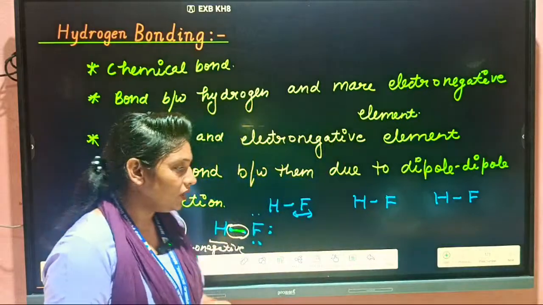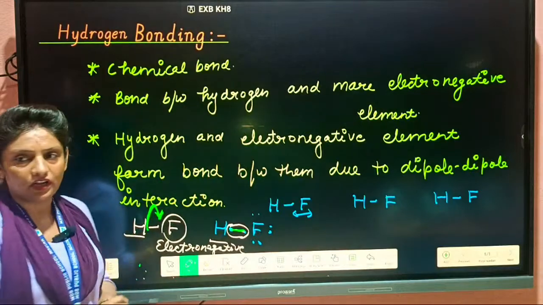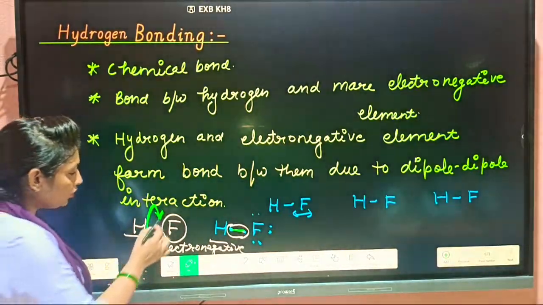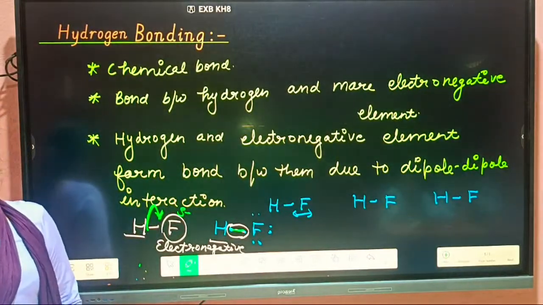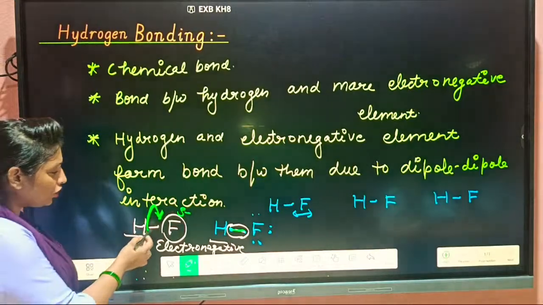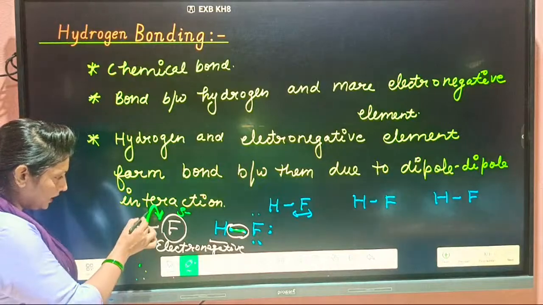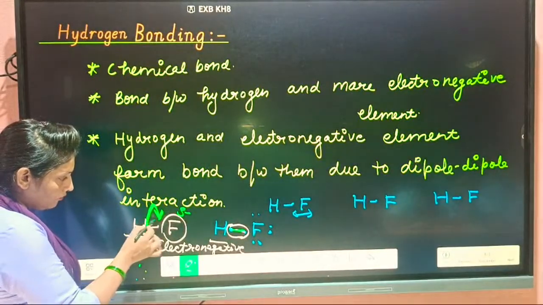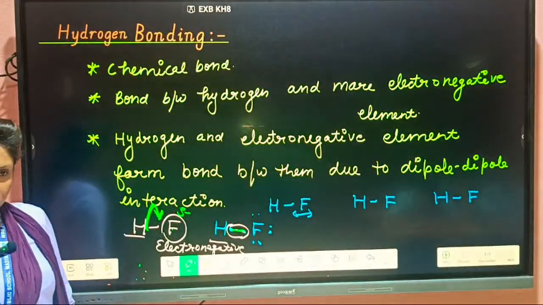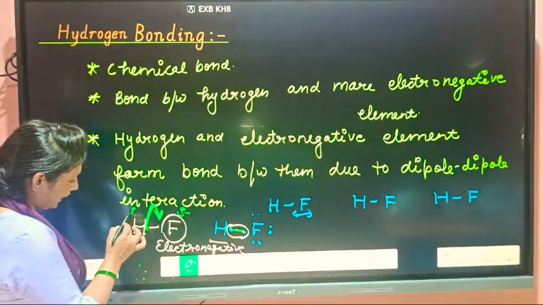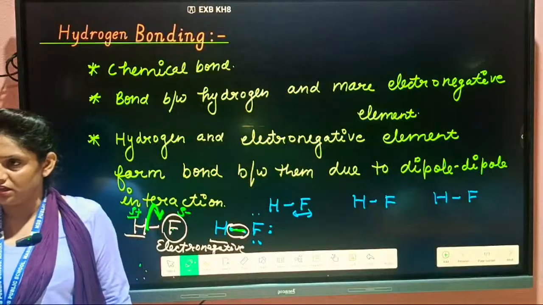Then what will happen? Because it has more tendency to attract the shared pair of electrons towards itself, partial negative charge will be attained on this one, because this bond is not breaking. Bond is here, but this pair is more close to the fluorine due to its more electronegative character. Clear or not? And partial positive charge will be attained on this hydrogen. It is clear to you or not?